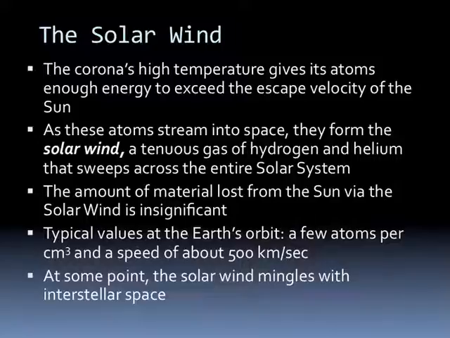So the corona's high temperature gives its atoms enough energy to exceed the escape velocity of the sun. Those atoms stream off into space and form the solar wind, which is just a tenuous gas of hydrogen and helium that sweeps across the entire solar system. The amount of material lost from the sun via solar wind is really insignificant. Typical values at the Earth's orbit are a few atoms per cubic centimeter, moving along at a fast rate of 500 kilometers per second. At some point, the solar wind eventually mingles with interstellar space and becomes part of the interstellar gas.